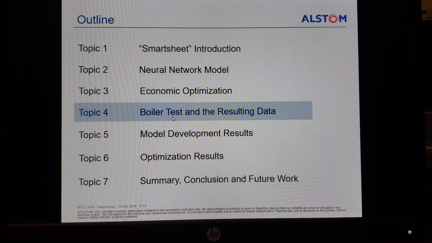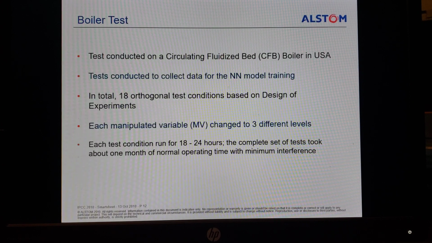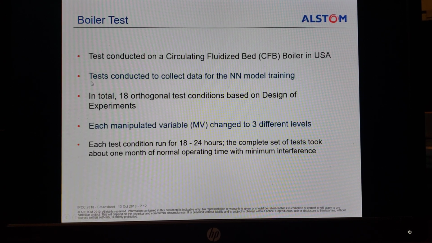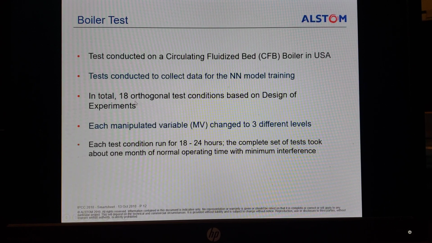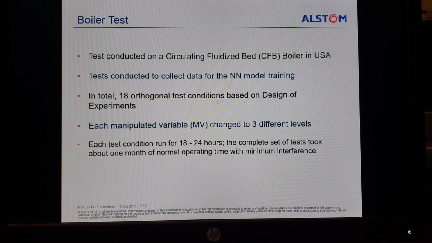So topic 4, boiler testing. How we actually did the test in the power plant. The test was conducted on the CFB at Thames, on one of the boilers. Tests were conducted to collect data for neural network training. In total, there were 18 orthogonal test conditions based on the principle of design of experiment (DOE). So it's not Department of Energy, it's design of experiment. The DOE test matrix has 18 orthogonal test conditions.